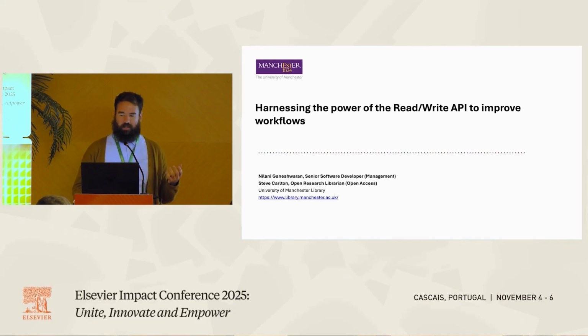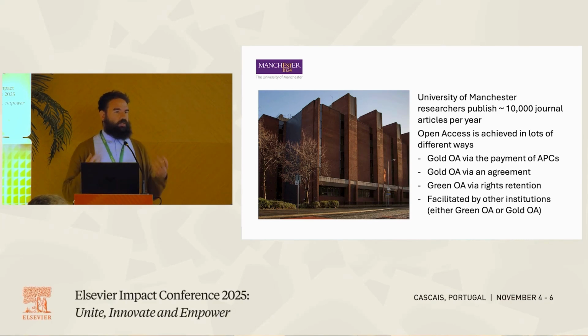So, to get us started, as with most presentations at this kind of conference, I'm just going to talk a little bit about the context in which we were working here, to explain why we needed to use the API in the way I'm about to describe. So at Manchester, our researchers publish about 10,000 journal articles every year. That's research staff and research students.